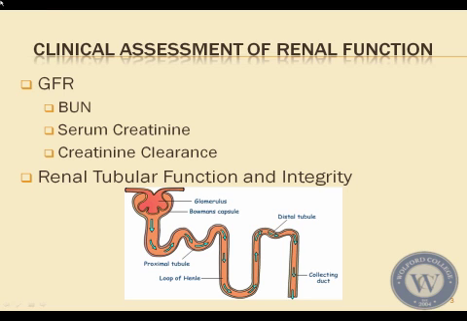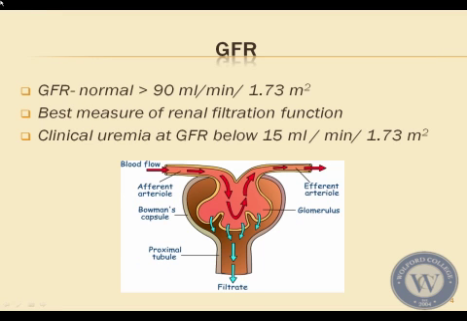The renal function and integrity is very important for the actual assessment of how much creatinine clearance is taking place. That's another thing that we're going to keep talking about. Remember, the normal GFR should be around 90 milliliters per minute per 1.73 meters squared. It's the best estimate of true renal filtration function. If you have clinical uremia, that means your GFR is below 15 milliliters per minute per 1.73 meters squared. That has significant effects in the sense of not filtering waste products, and they begin to accumulate in the patient.